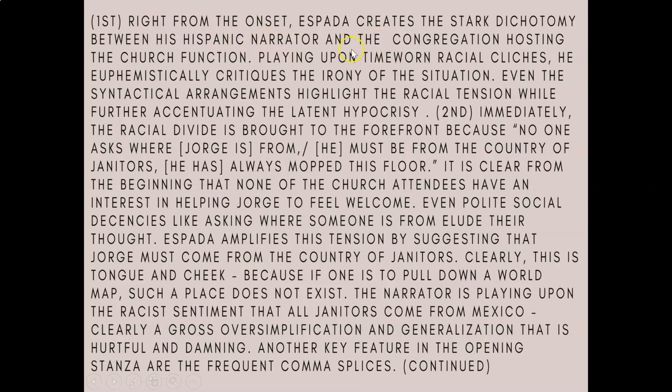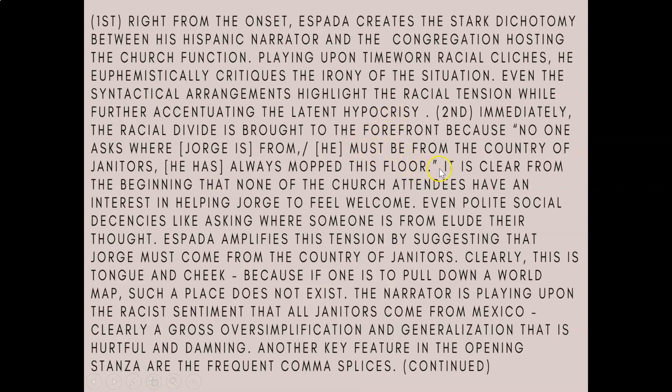So we got to connect that orange, right? We're talking about dichotomy first. Look at what our quote is doing. Look at what our paraphrase is doing. Keep it connected, keep it germane. Immediately, the racial divide is brought to the forefront because no one asks where Jorge is from. He must be from the country of janitors. He's always mopped this floor. So by saying divide, it's a synonym for dichotomy. We are aligned. So we got a quote that is germane to that. So we would connect the orange to the orange. This is connected. Our line of reasoning is intact.